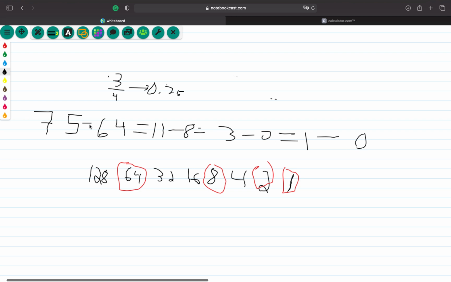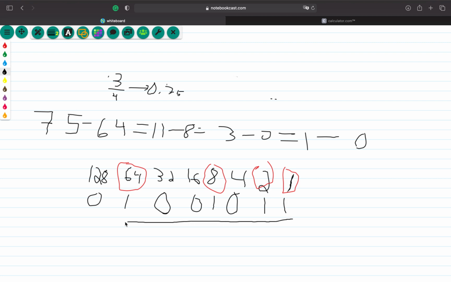Okay, so now we're going to do the simplest thing. And this is the easiest part. We are going to see what numbers we have here. So, we don't have 128, so we're going to put 0. And we do have 64, so we put 1. No 32, 0. No 16, 0. There is an 8, so we put a 1. There is no 4, so we put 0. And there is a 2, and there is a 1. So this is the binary for 0.75.